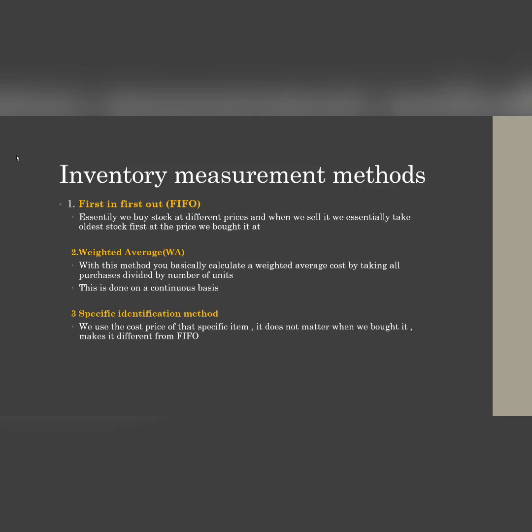Okay, specific identification is similar to FIFO. The only difference is that the cost price that specific item has is used, but it's different from FIFO in the sense that we don't have to start with the oldest. We can use whatever stock we want as long as we use the price that we bought it at. And don't confuse this with the system. The system explains how we account for the inventory. These methods explain how we measure the inventory. There's a difference. And normally, which method the company uses will be given in a scenario or test.